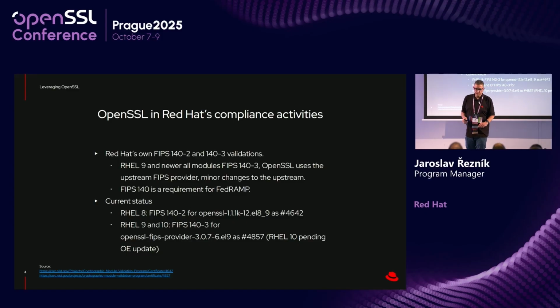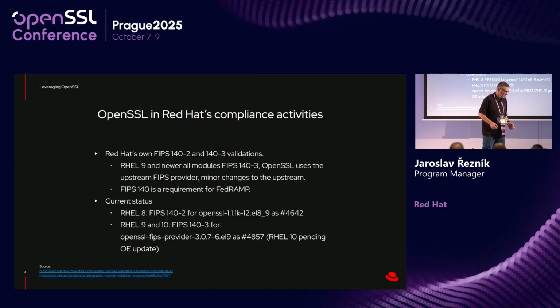We have FIPS 140-2 and 140-3 validations. On RHEL 9 and newer, everything is -3 from the very beginning. On RHEL 8, it's a mix of different versions. I will talk more about it later. One of the many reasons we do FIPS is FedRAMP. FedRAMP is a big topic for any big corporation in the US that wants to serve the government clouds.